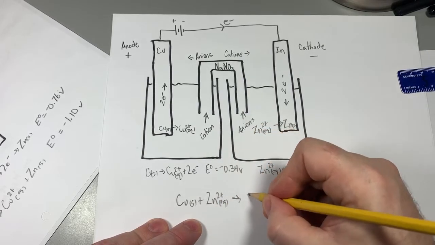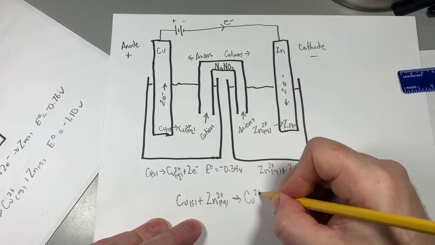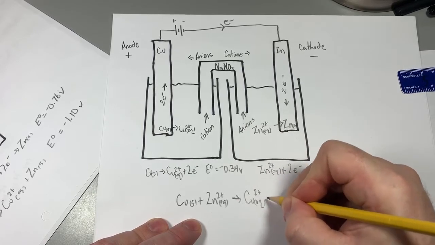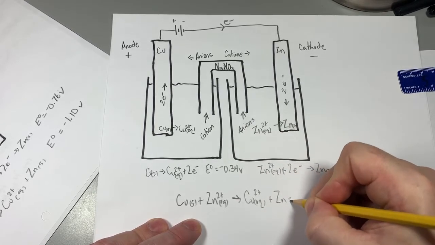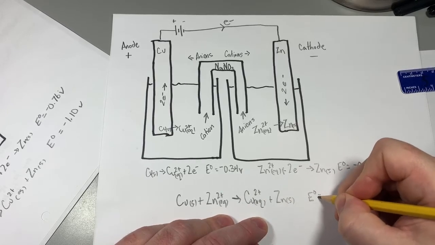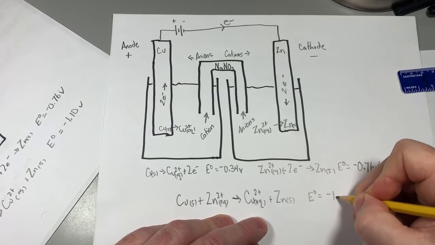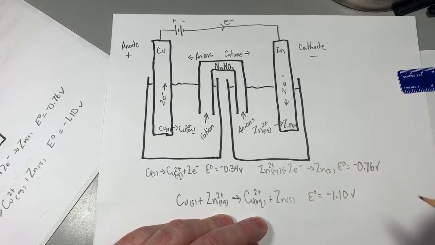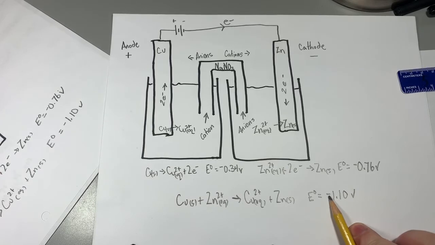Our overall reaction, Cu solid plus Zn2+, will make Cu2+ and Zn, and E naught is the total of the two, negative 1.10 volts. Notice the sign of E naught is negative, indicating an electrolytic cell. That voltage has to be applied, and it drives a non-spontaneous reaction.